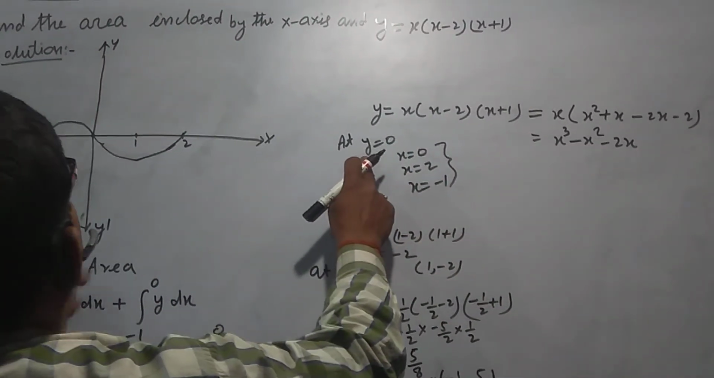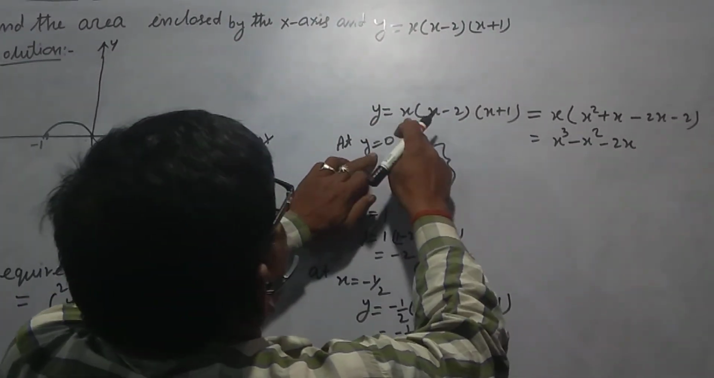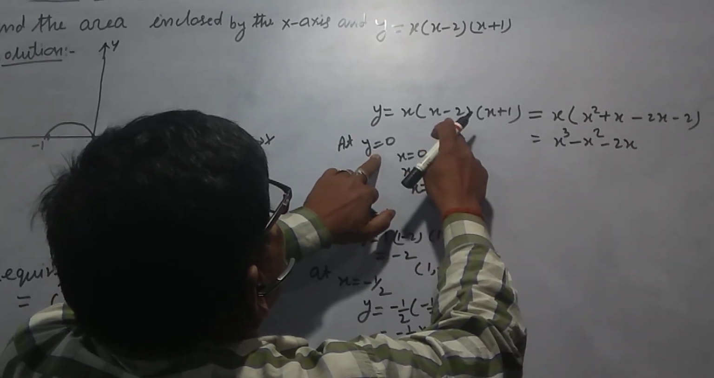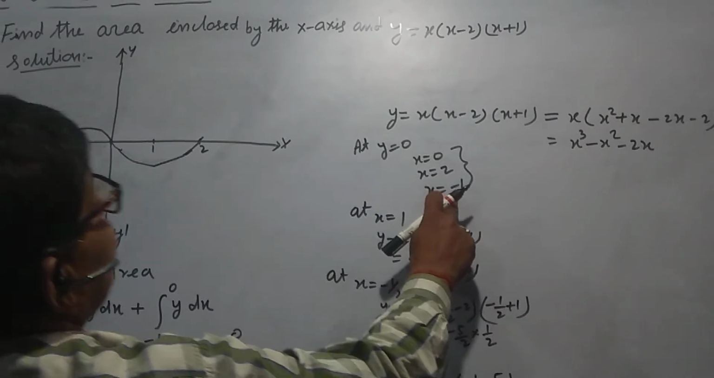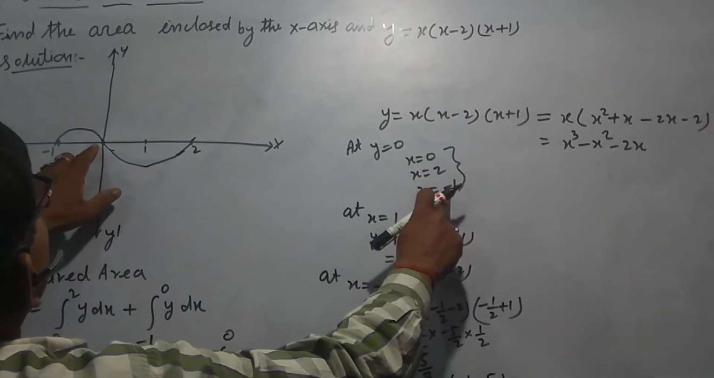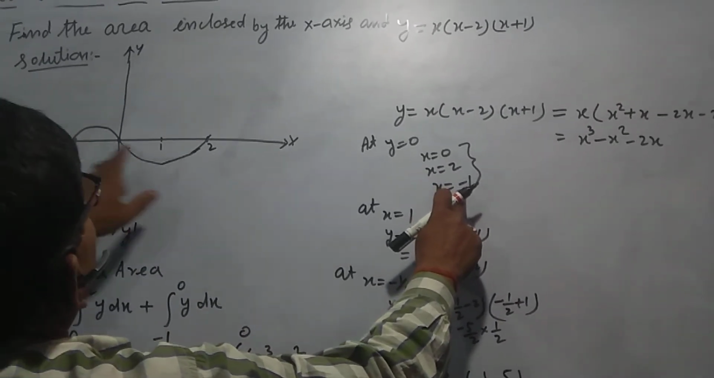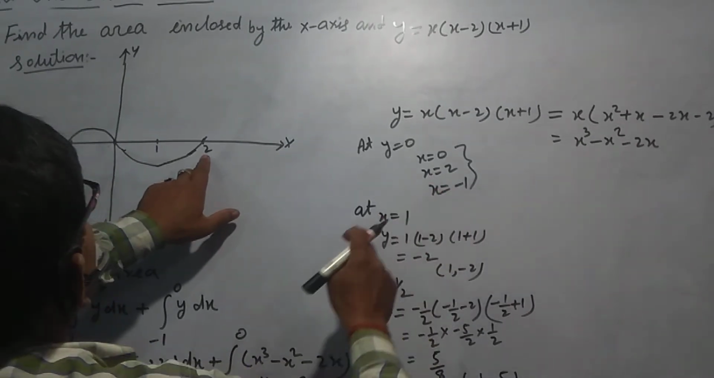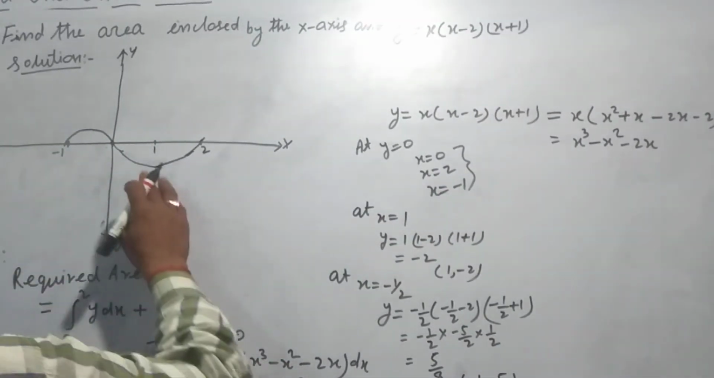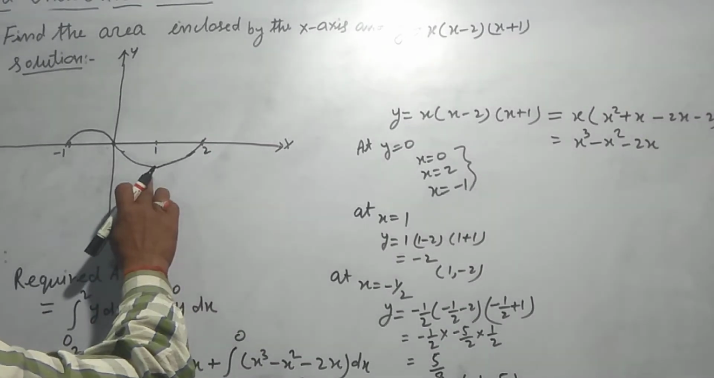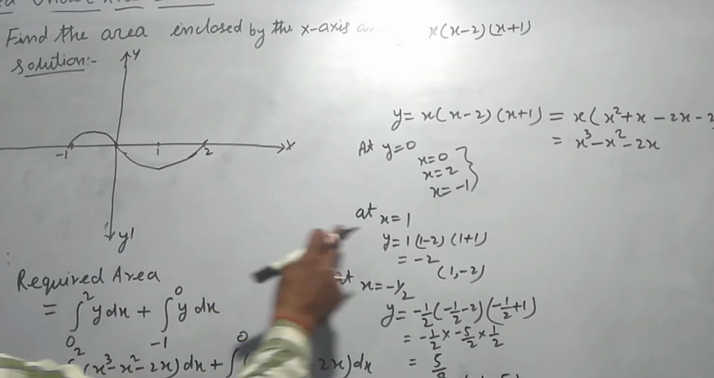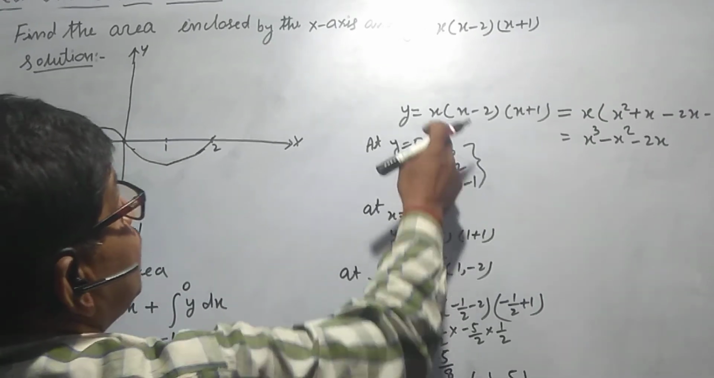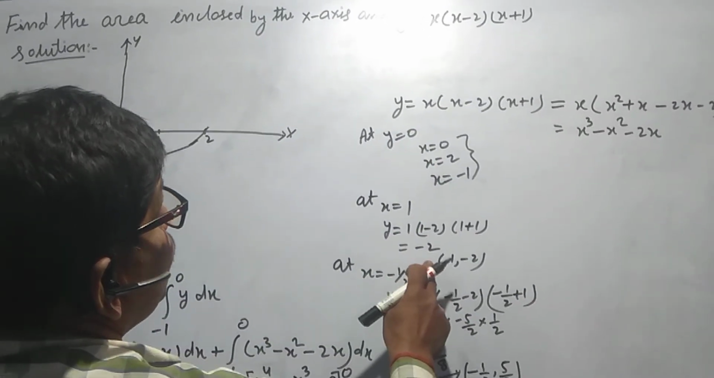At y is equal to 0, putting y is equal to 0, x is equal to 0, x is equal to 2 and x is equal to minus 1. It means that our curve passes through minus 1 and 2 here. Now we test here. We test at x is equal to 1, putting in this, y is equal to minus 2.